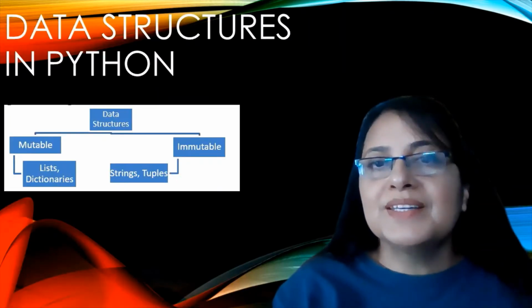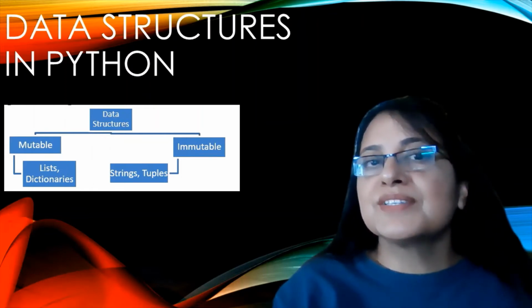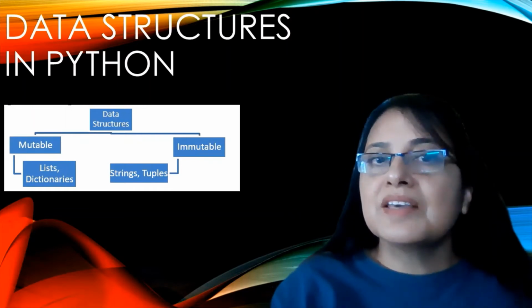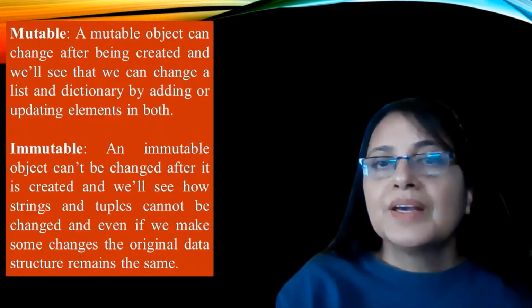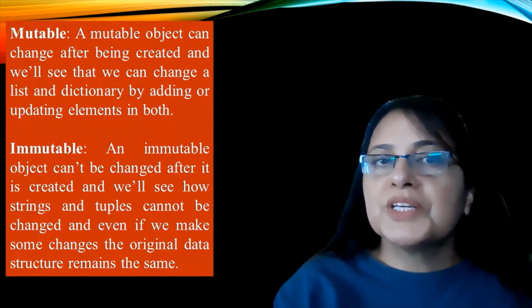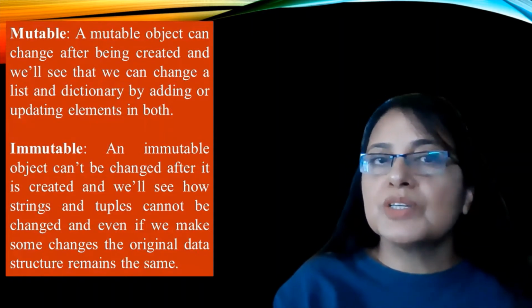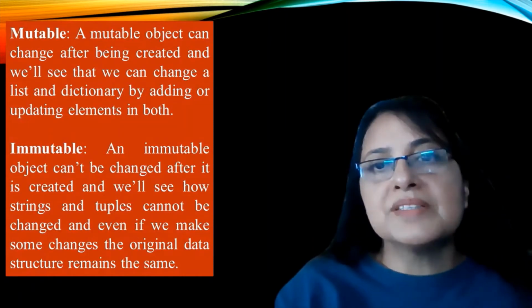Another concept in data structures is mutable and immutable. The mutable data structures we are going to look at are lists and dictionaries. There are immutable data structures like strings and tuples. Now, a mutable object can change after being created, and we'll see that we can change a list and dictionary by adding and updating elements in both.